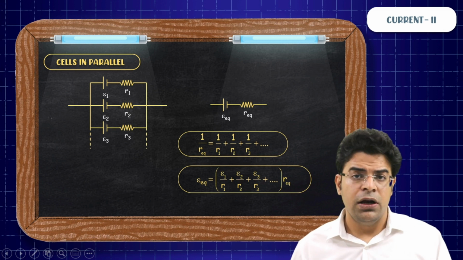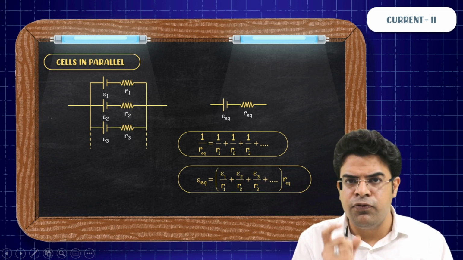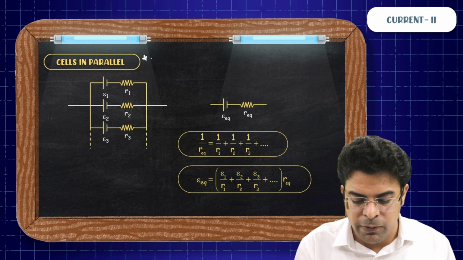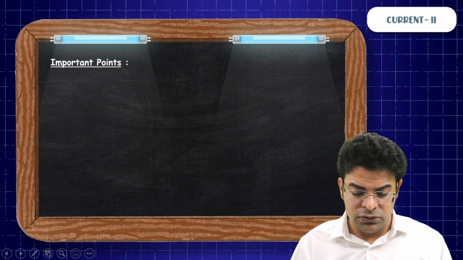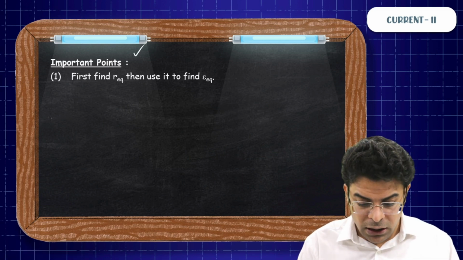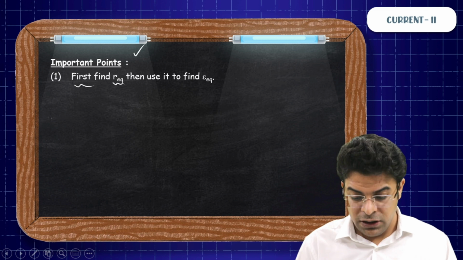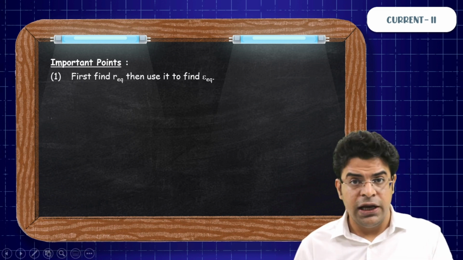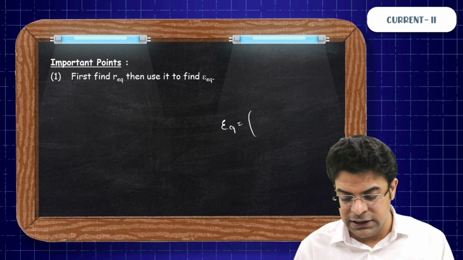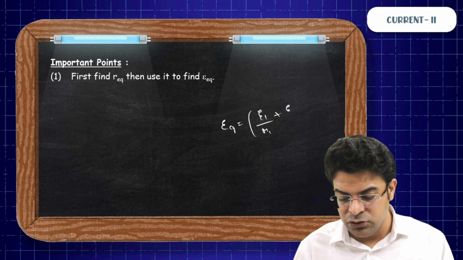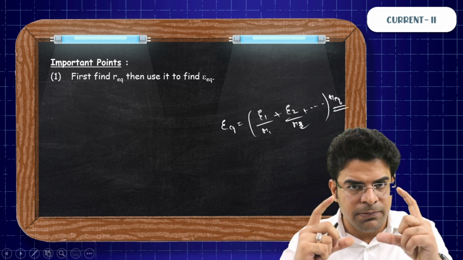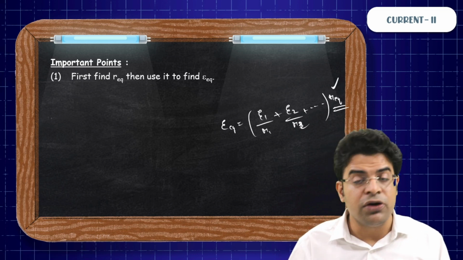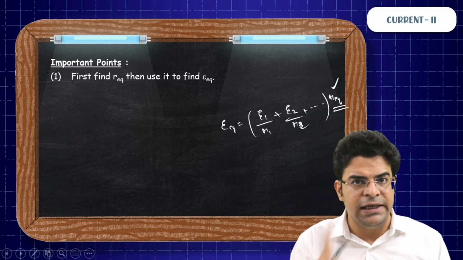Now I will tell you some important points before I tell you why this is a super good thing to remember, why it is so useful. So let's do some important points. First, find R equivalent. Then use it to find E equivalent. In the formula of E equivalent, I said E1 by R1 plus E2 by R2 plus E3 by R3 and so on into R equivalent. So when you are combining multiple cells in parallel, better first of all find out R equivalent, because R equivalent will help you in finding out E equivalent.